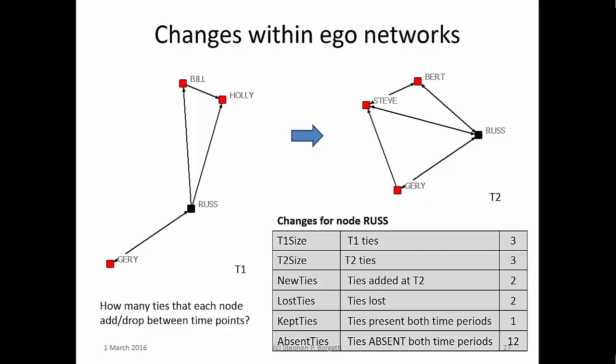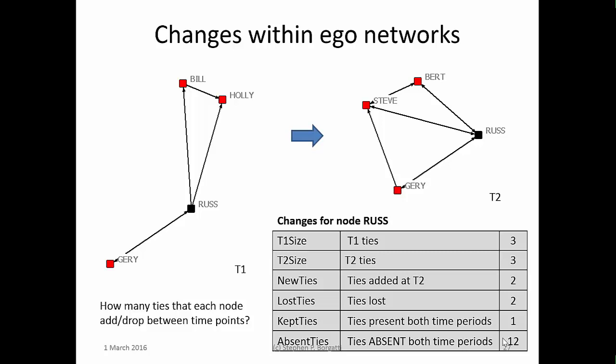Right, we see that. So we could summarize these changes. We could say, well, overall, it doesn't look like there was much change. The network size for Russ at time 1 was 3 people. The network size at time 2 is 3 people. But there were 2 people added and 2 people dropped. There was 1 person kept, and there were 12 people that he was not tied to at week 2, and he was not tied to at week 3.